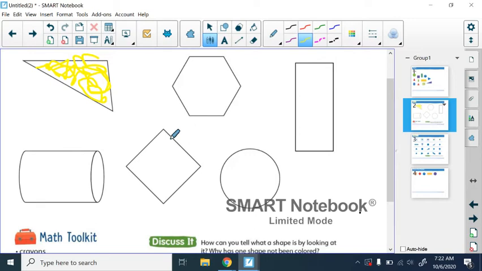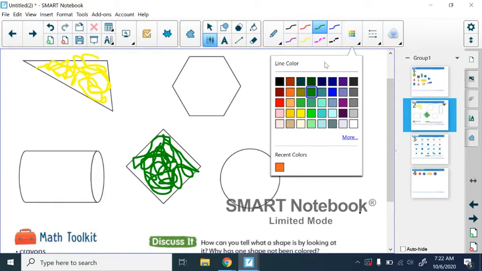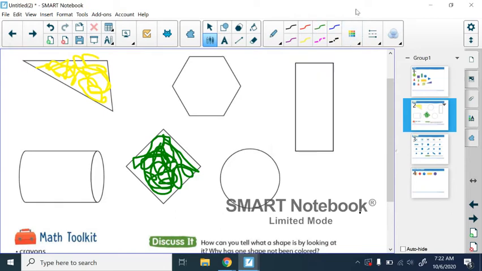All right, nice job. Boys and girls, I want you to find the square now and color it green. So here's my square. It has 4 sides that are all the same. So I'm coloring it green. All right, I want you to color the rectangle this time orange. So find the rectangle and color it orange. I found the rectangle. It has 2 long sides and 2 short sides.